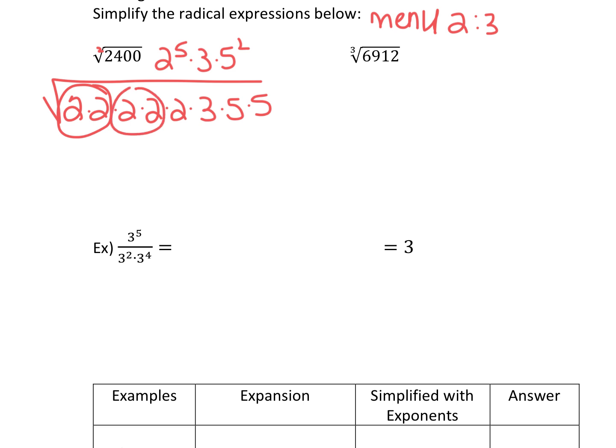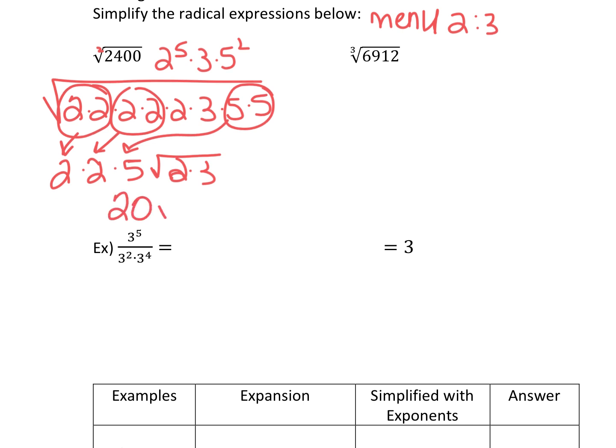So we're looking for pairs. Pairs go outside, and remember, we only write them one time outside, and the rest, the singles, stay inside. And then we are always multiplying. 2 times 2 is 4, times 5 is 20. 2 times 3 is 6, so 20 times the square root of 6.